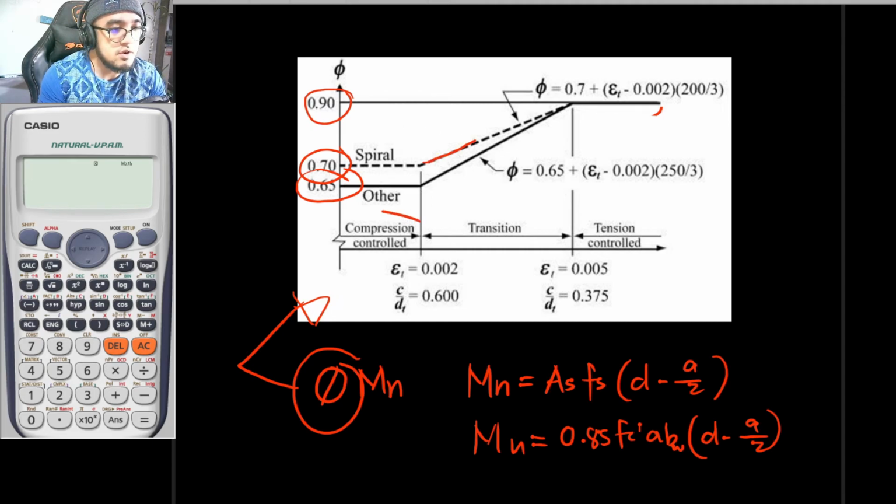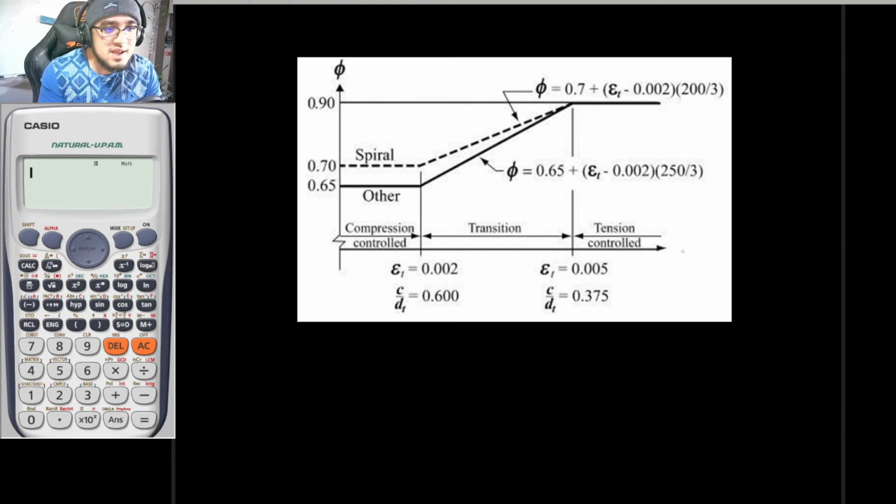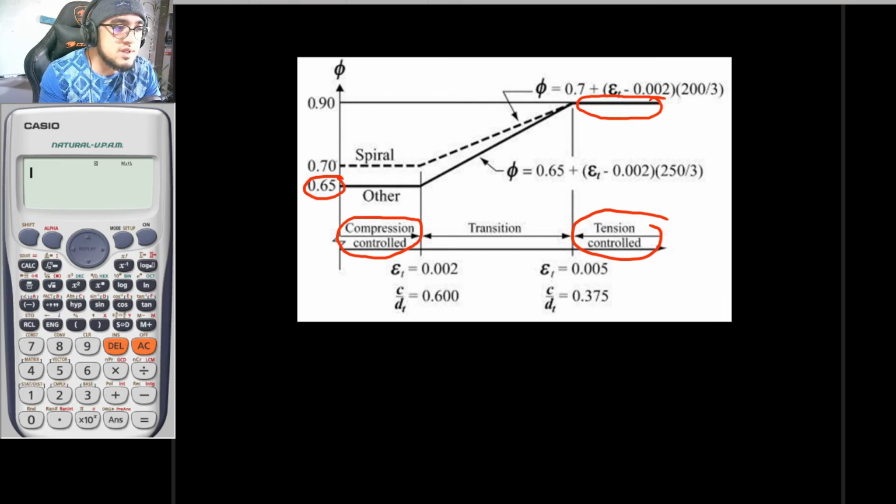So this is for your compression control, this is for your transition control, and this is for your tension control. As you can see, this is for your tension control. So the phi that you will be using for tension control is 0.90. And for compression controlled, the phi that you will be using is either 0.65 or 0.7.